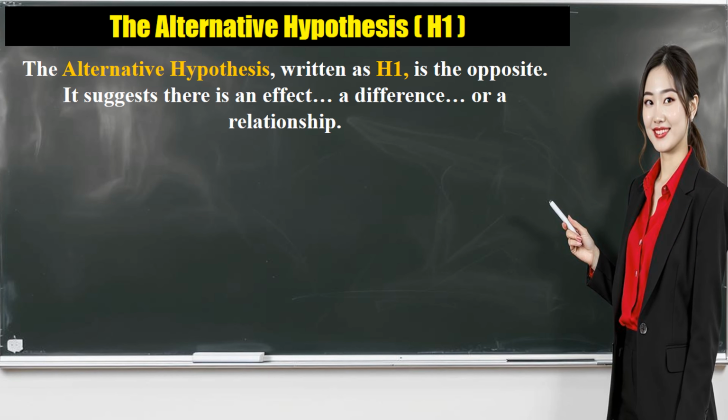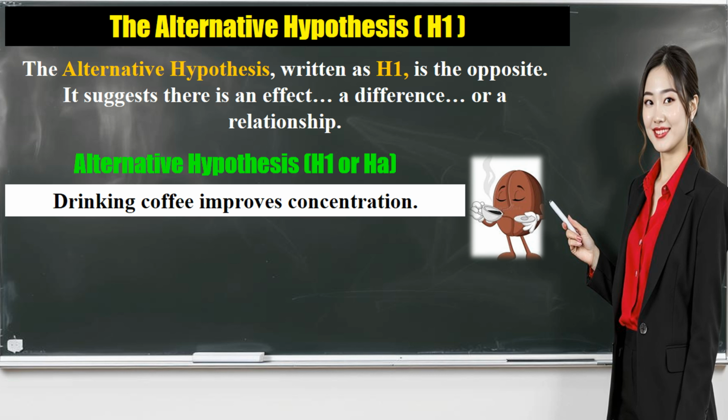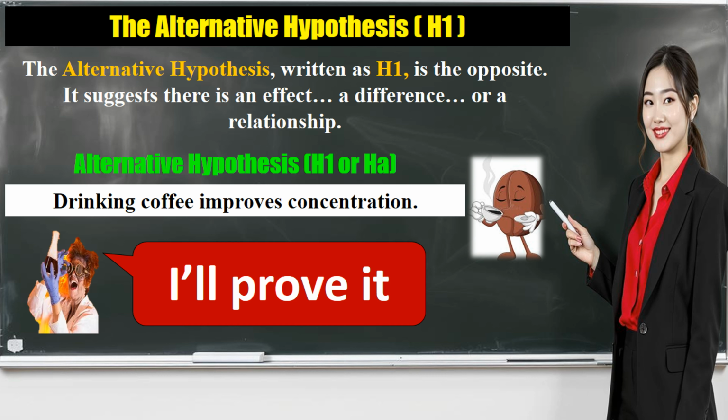Step 3. The alternative hypothesis, H1. The alternative hypothesis is the opposite. It suggests there is an effect, a difference, or a relationship. So for the same coffee study, H1: Drinking coffee improves concentration. In other words, the alternative hypothesis is the exciting part. It's your research claim. It's the statement you want to support with evidence.